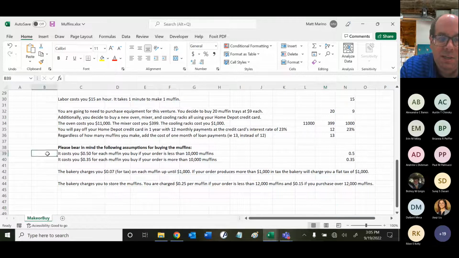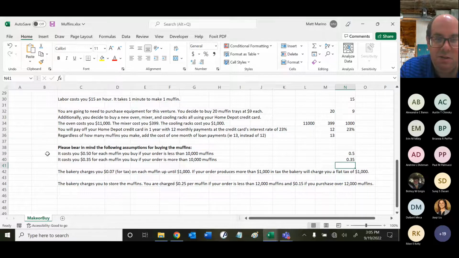It costs you 50 cents for each muffin you buy if you order less than 10,000 muffins. It costs you 35 cents for each muffin you buy if you order more than 10,000 muffins. I'm sure you guys have learned in life, if you buy something in bulk, there's usually a little bit of a discount. So we have our 50 cents there and our 35 cents there.